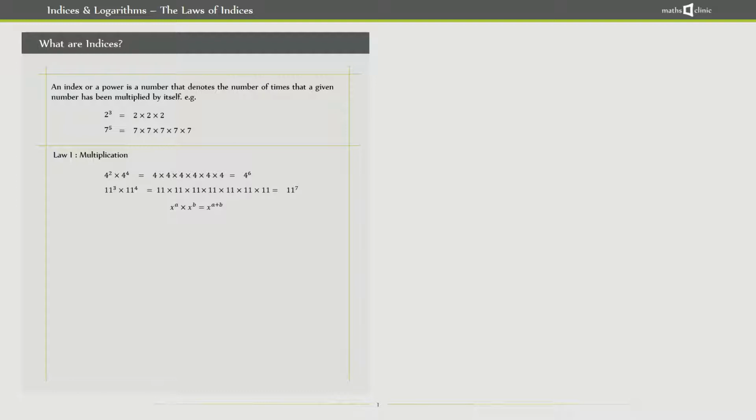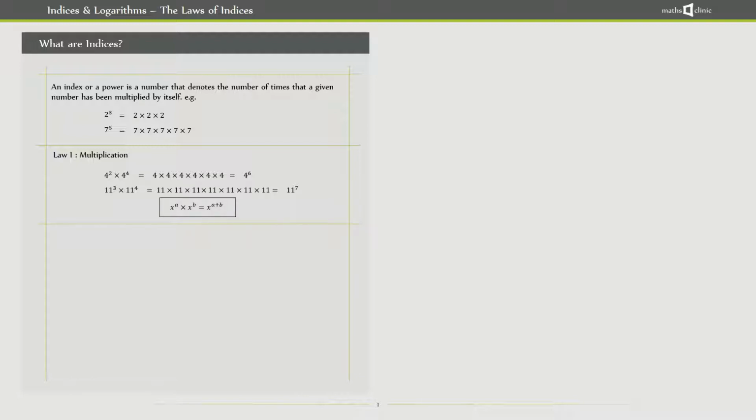Okay, we didn't have 4 to the power of 2 and 3 to the power of something else, 3 to the power of 7. You have the same number, 4 to the power of 2, 4 to the power of 4, 11 to the power of 3, 11 to the power of 4. So the laws of indices only apply when you're working with the same number. Okay, it could be different indices, but you have to be working with the same base number. Okay, so that is the law of multiplication. Multiplication translates to addition.